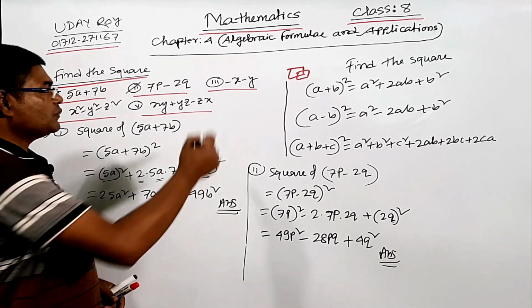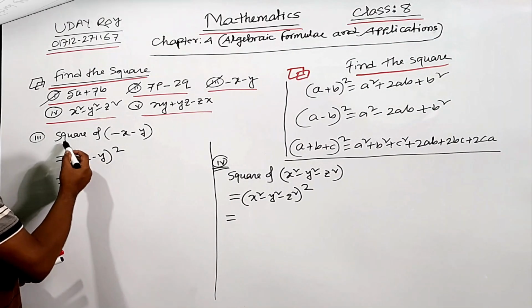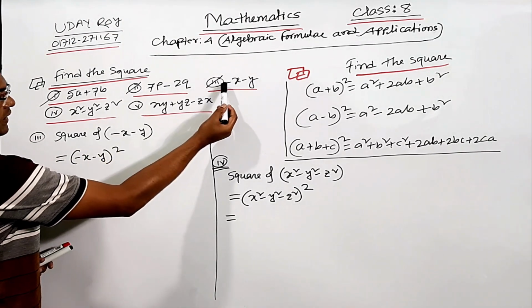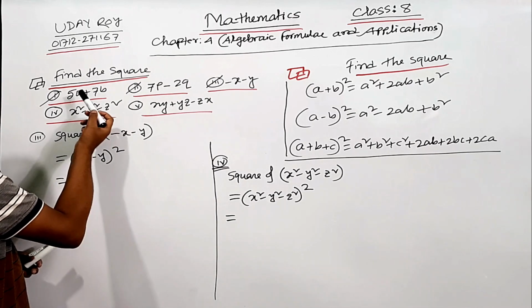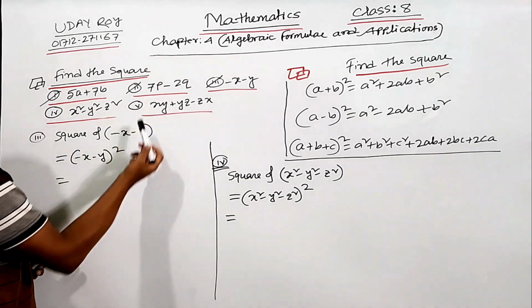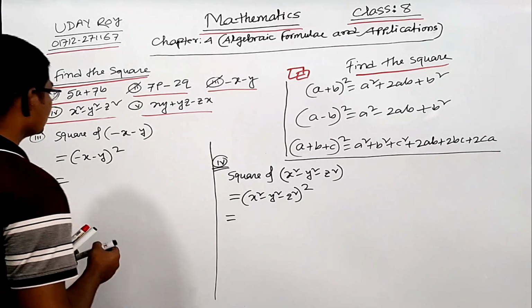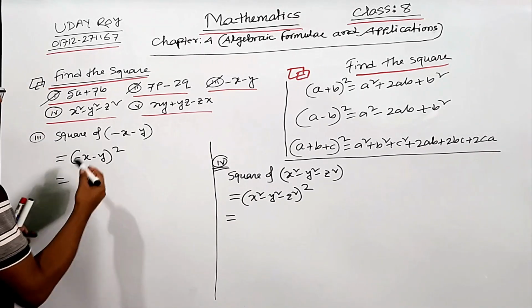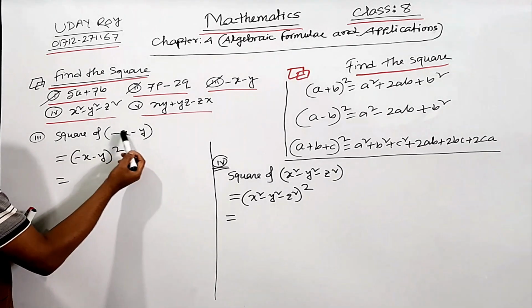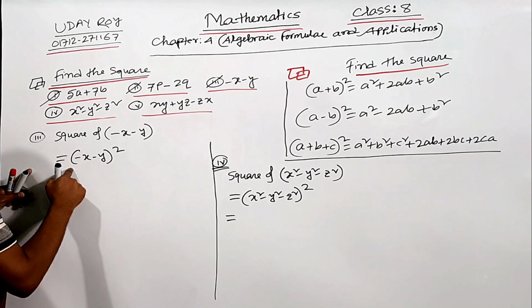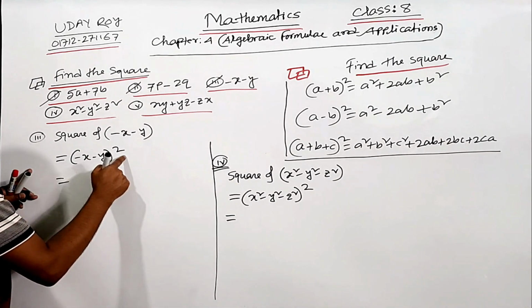Now we will do maths number 3. Here is square of x minus y. You can see minus x minus y. Already we have done 1 and we have done 2. Now we will find the square of minus x minus y. So at first you have to write square of minus x minus y. So we will get the first bracket started: minus x minus y whole square.